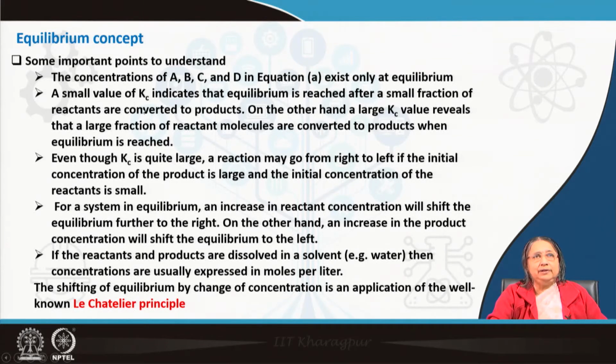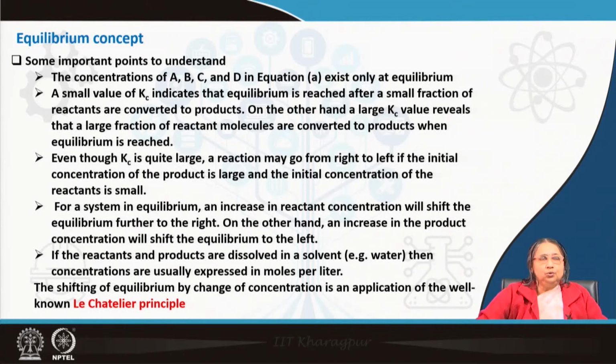And when you obtain a very small value of K, what does it mean? It means that equilibrium is reached after only a small fraction of reactants are converted to products. That means the product obtained is less compared to the reactants that we are taking. On the other hand, a large value of Kc means that a large fraction of reactant molecules are converted to product when equilibrium is reached.